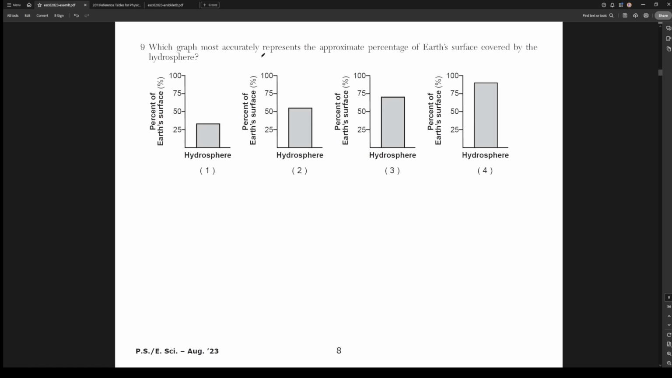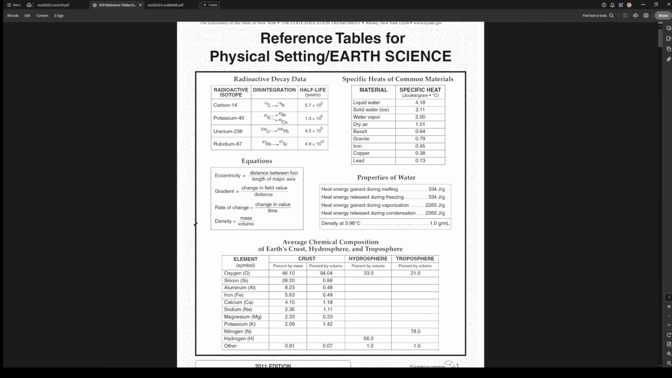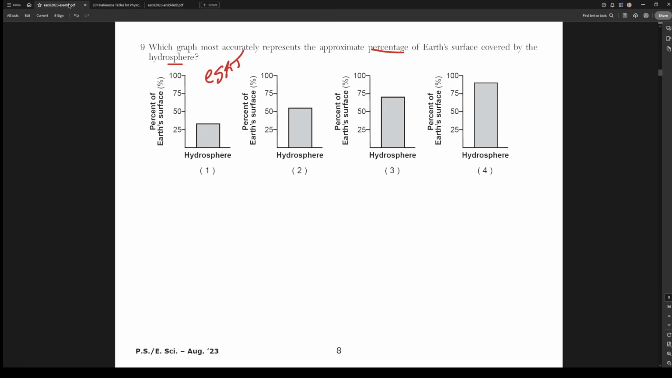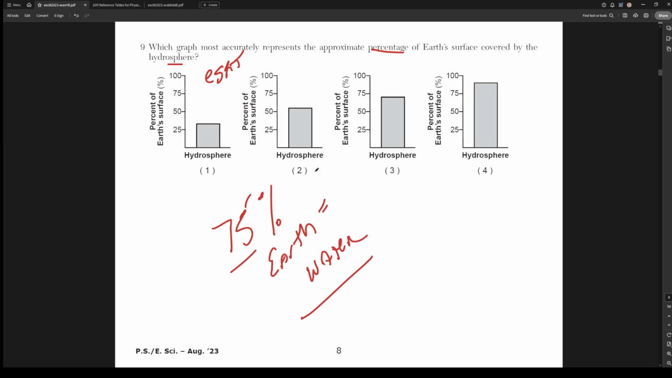Number 9. Which graph most accurately represents the approximate percentage of the Earth's surface covered by the hydrosphere? Okay, so once you see something where you're wondering how you're supposed to get these numbers, we're going to go to the reference table. So this one's going to be page 1. And we need the hydrosphere, and we need the percentage of the Earth's surface covered by the hydrosphere. So actually, this is not going to help us. This is actually a rote question. So you have to know about 75% of the Earth is covered in water. So there you go. 3.